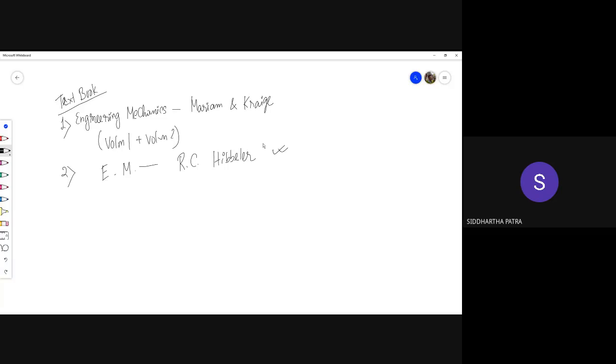I'll be following either of the books, and the problems that I will be doing in the class would be from either book. But the second book is highly recommended. The first book is kind of the standard that we follow across all the departments, but I would suggest that at least for the initial part, if you follow R.C. Hibbeler, that would be good.